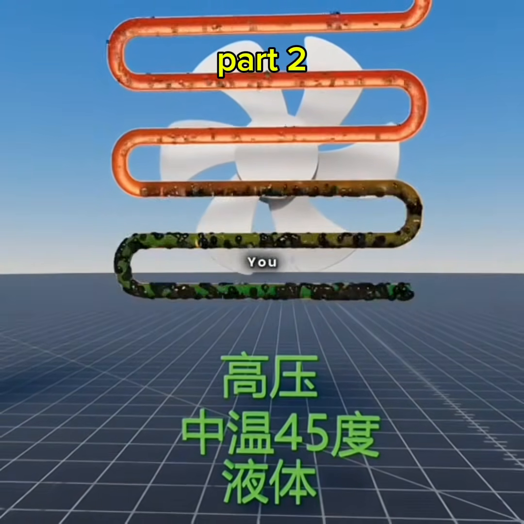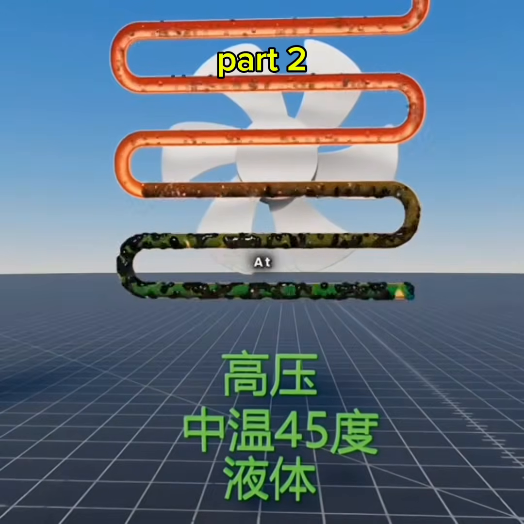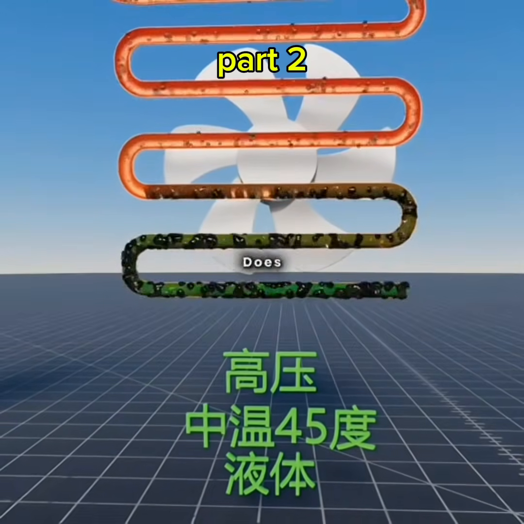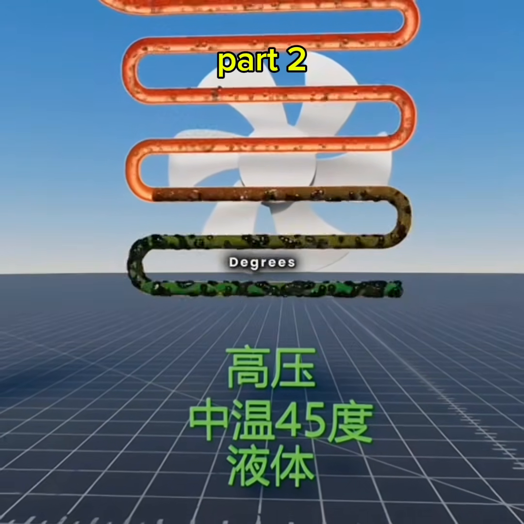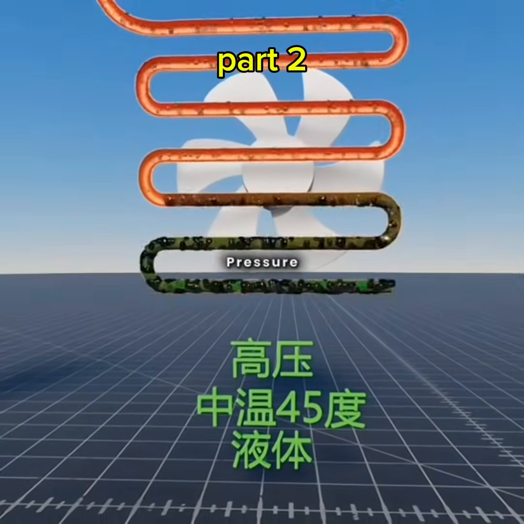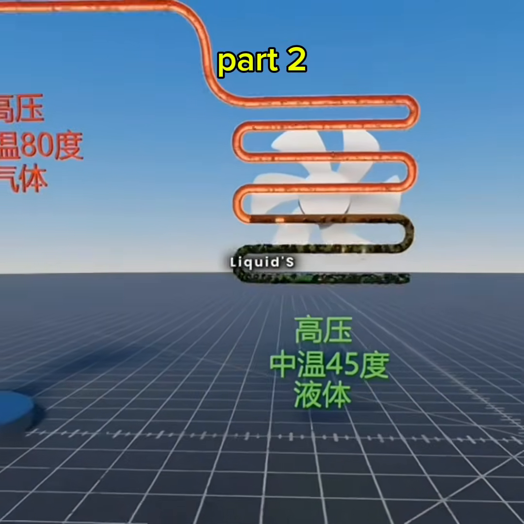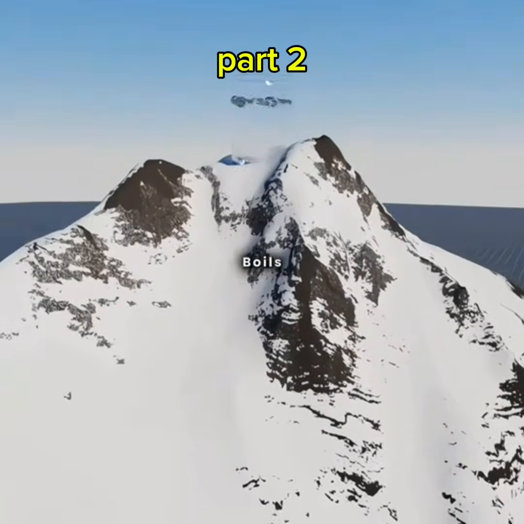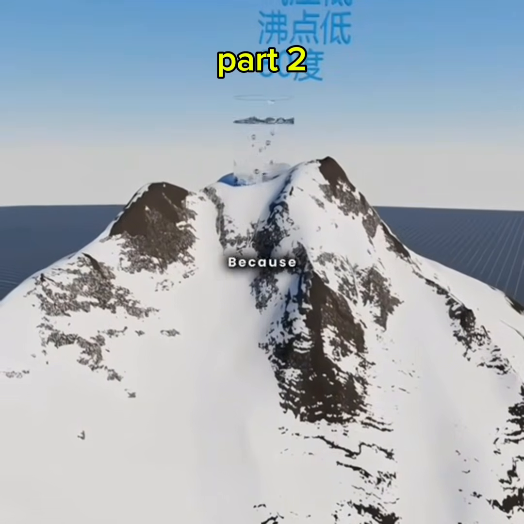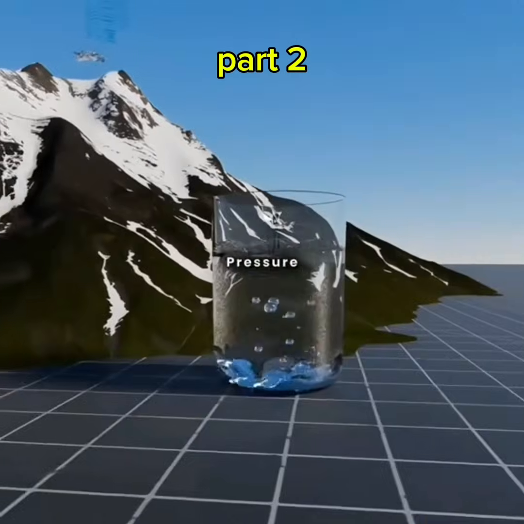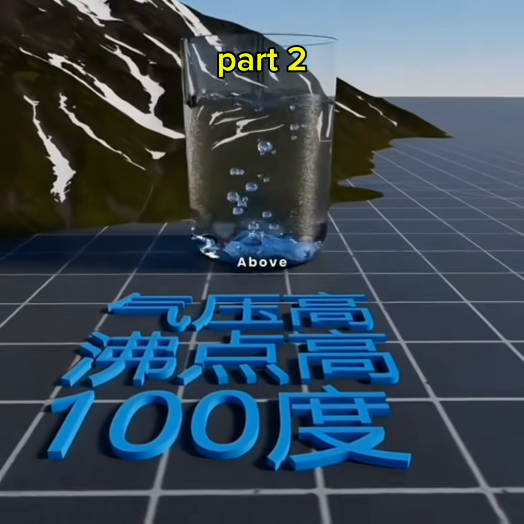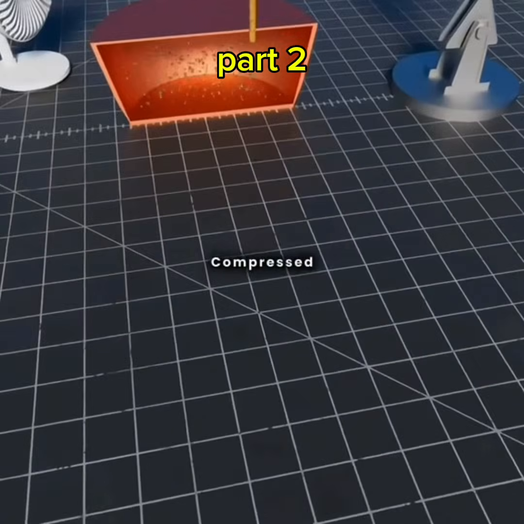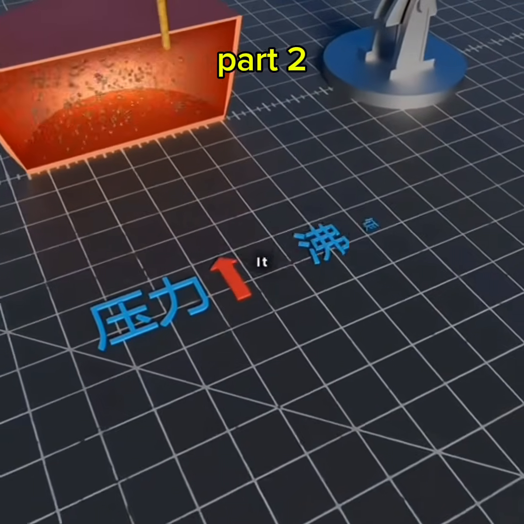At this point, you might wonder, if Freon normally boils at minus 30 degrees Celsius, why does it liquefy at 45 degrees Celsius? The answer is pressure. Increasing pressure raises a liquid's boiling point. For example, water boils at a lower temperature on mountains because air pressure is lower there. Under higher pressure, Freon's boiling point rises to above 50 degrees Celsius. So when the compressed refrigerant cools below that temperature, it becomes liquid again.